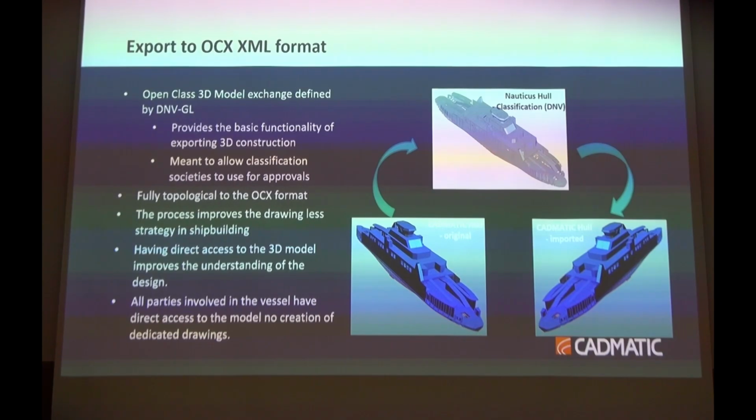As you can see in the pictures, from CADMATIC Hull you make an export, it can be opened in Nauticus Hull from DNV classification, and after changes like certain kinds of property changes, those can be imported back into CADMATIC Hull.